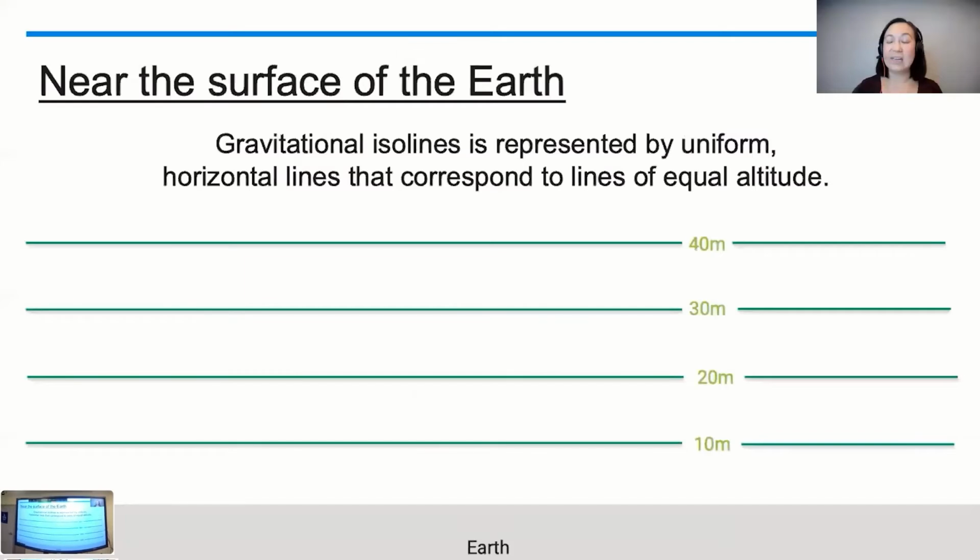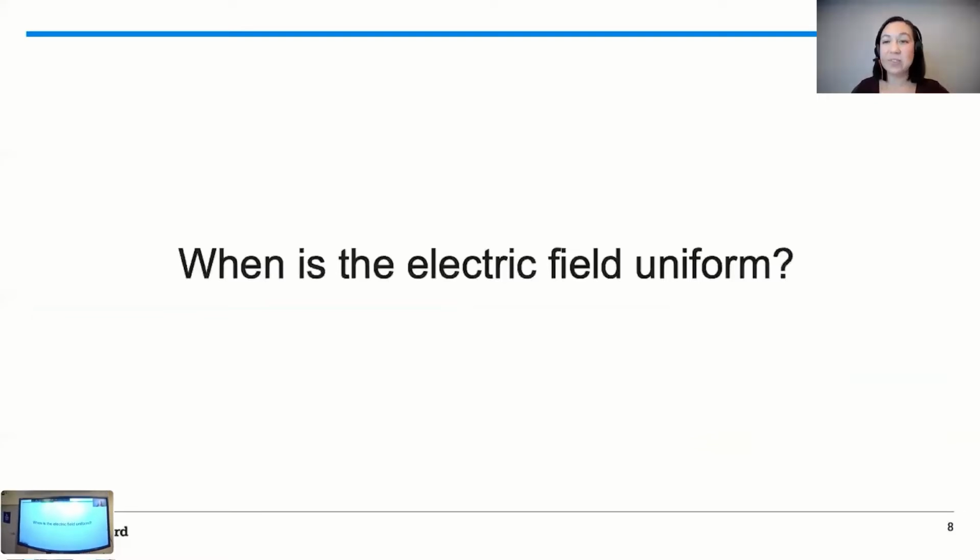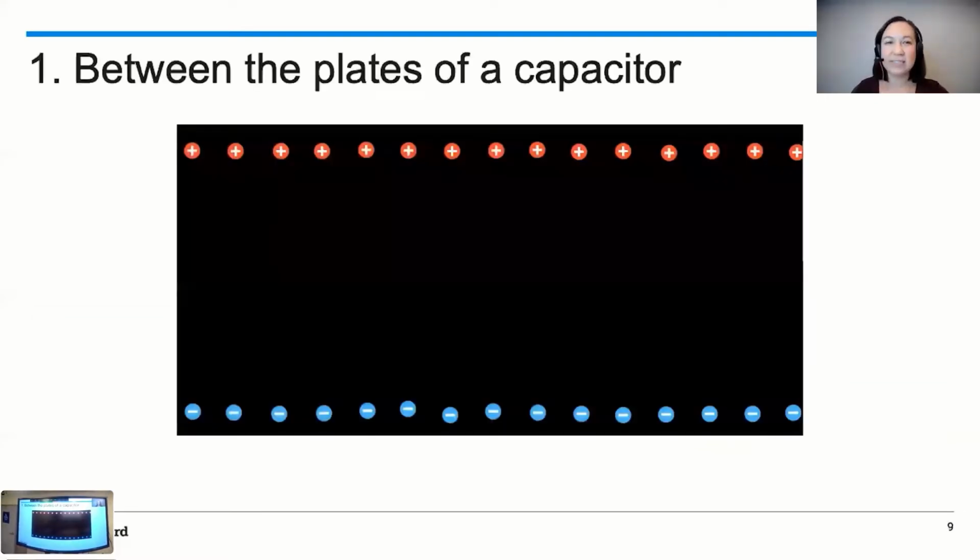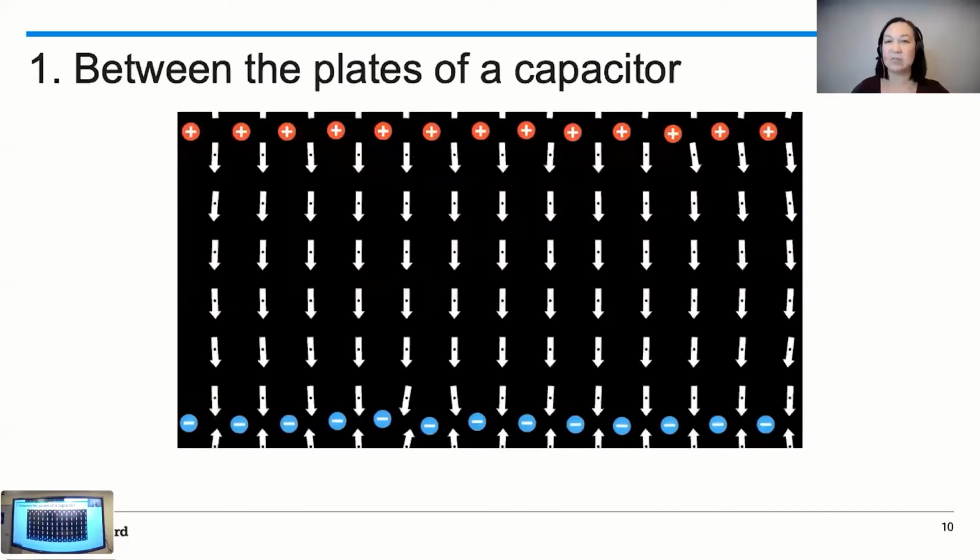Near the surface of the Earth, we have equally spaced isolines. The gravitational isolines represent lines of equal altitude. Anywhere along that line would have a height of 10 meters and would have the same gravitational potential energy per unit mass. So now let's use this topographical maps and isoline notation to think about electric fields. The electric field can be uniform in a couple different ways. In the last video, we talked about how between the plates of a parallel plate capacitor, you get this uniform electric field, where just like in the gravitational pictures, all of the field vectors are pointing down with negligible end effects.